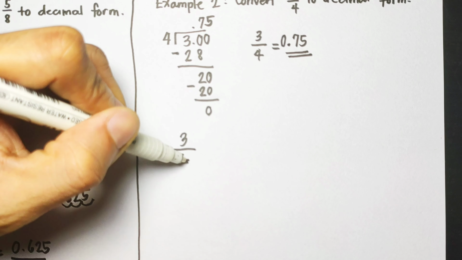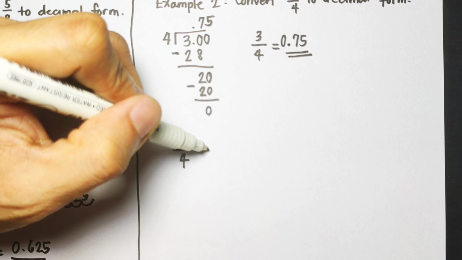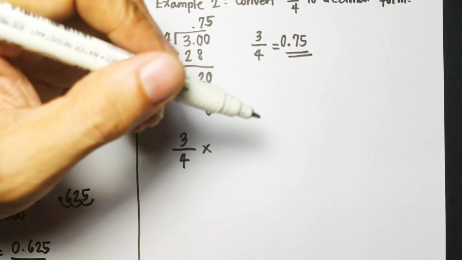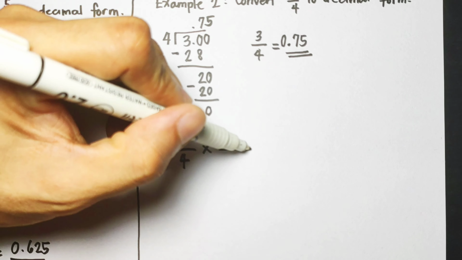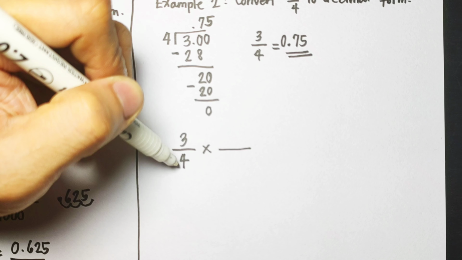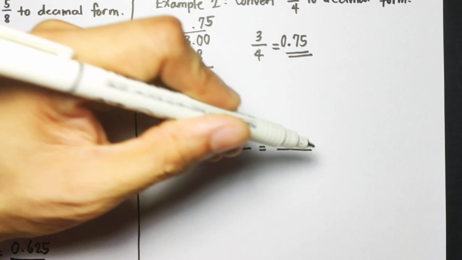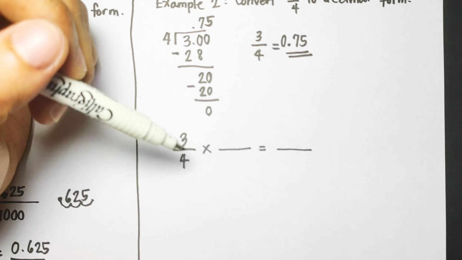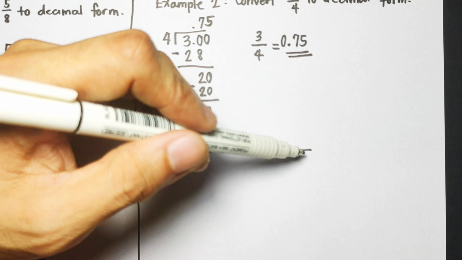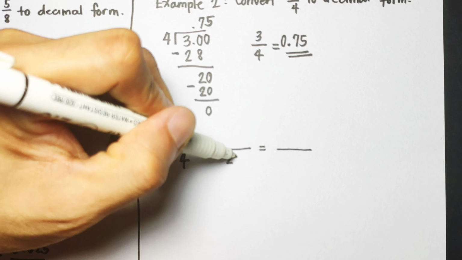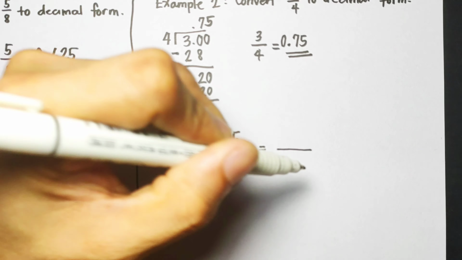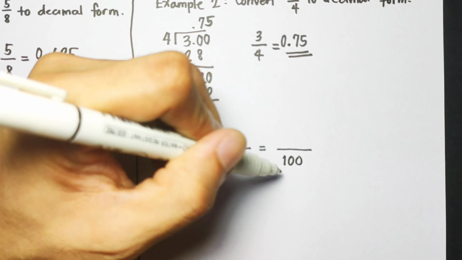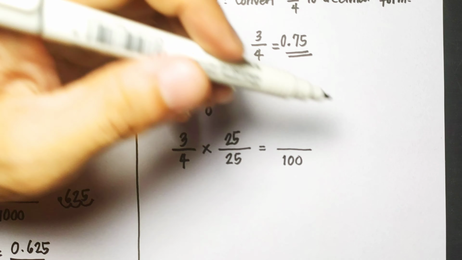From the given 3/4, para maging power of 10 ang denominator natin, pwede siyang 10, 100, pwede siyang 1,000. Okay. So, anong i-multiply natin dito sa denominator na 4 para ang product niya ay 10? Wala. 100? Pwede. That is by 25. So, ganun din sa numerator. So, 4 times 25 is 100. So, power of 10 siya. Then, 3 times 25 is 75.